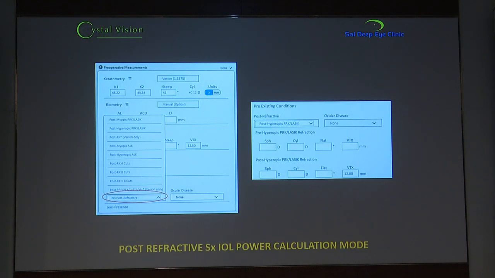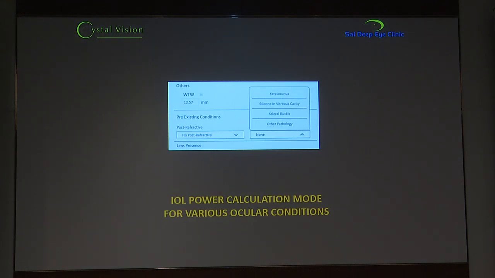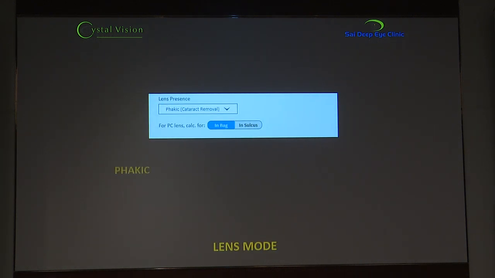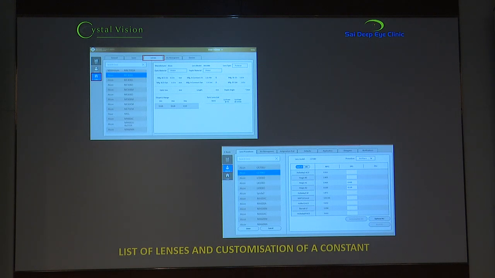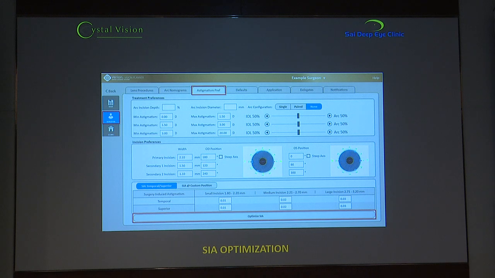Again, the planning station can be used for post-refractive IOL power calculations, and it can be used for various ocular conditions. At the same time, it has got the mode for phakic as well as pseudophakic eyes, and for in the bag or in the sulcus placement. Again, there's a whole list of lenses, and the customization of the A constant is possible over here. So either you can use the company A constant, or by feeding in your post-op data, you can get your personalized lens constant, which every surgeon can use.